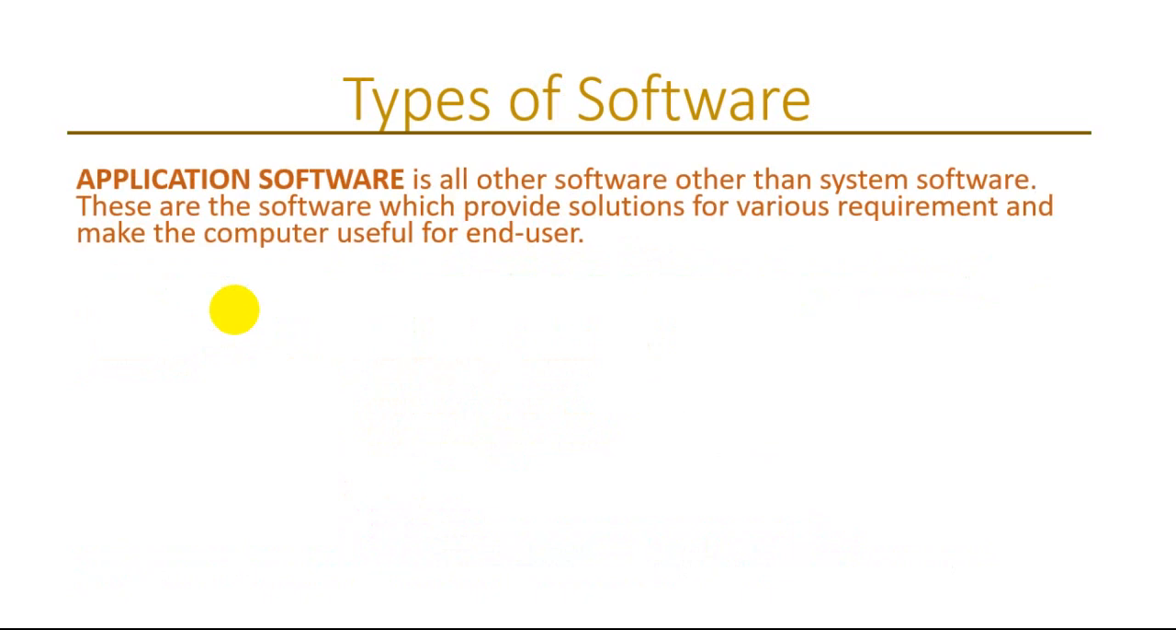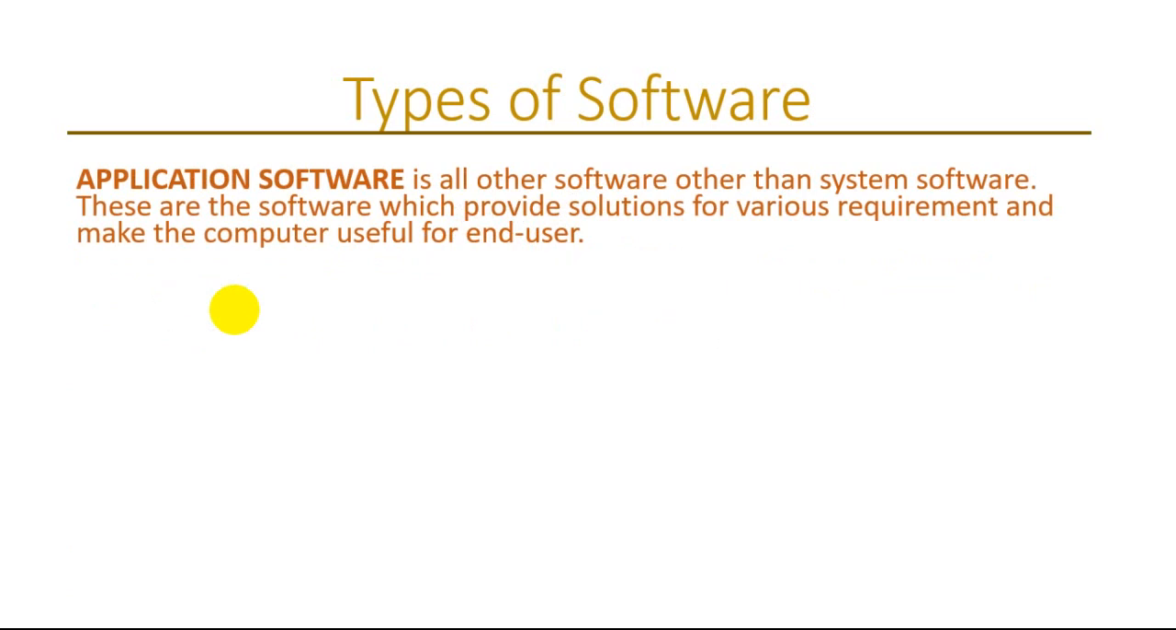Then we go to the other type of application. Okay, we saw software, we broadly divided into system software and application software, right? So now we are going to see, we have already seen what system software is. Now we are going to see what application software is. Okay, application software is all other software other than the system software.